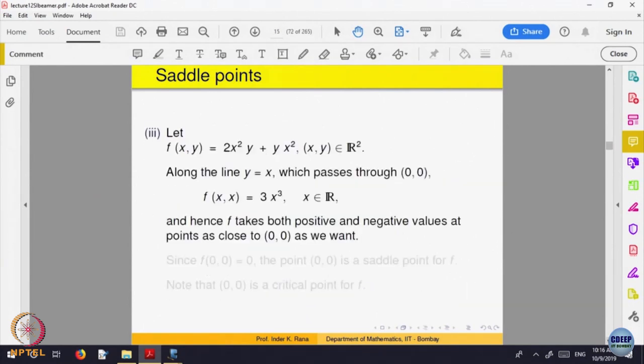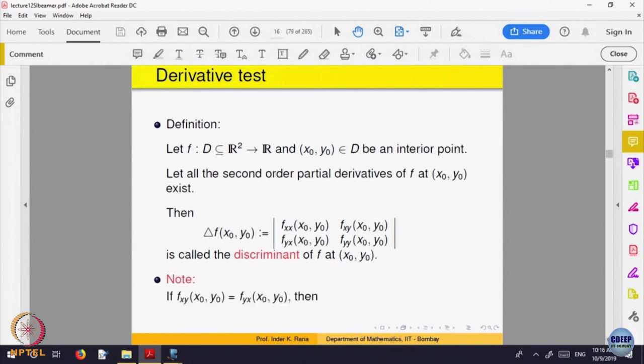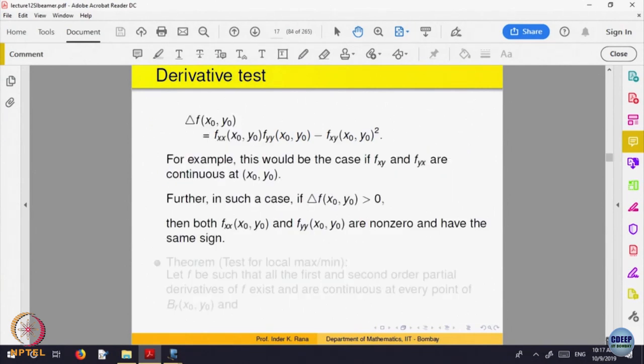Okay, so let us look at the theorem and the consequences. This is the discriminant we defined. It is a 2 by 2 determinant: fxx, fxy, fyx, and fyy. They may not be 0 always, but sometimes you are lucky and they are.